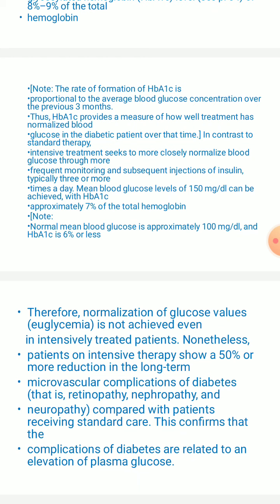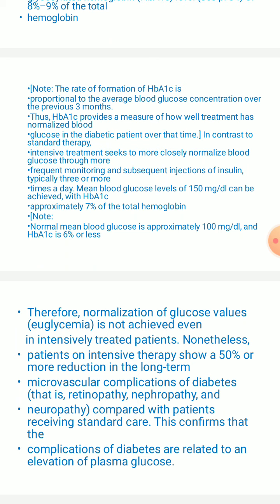One more note is that the normal mean blood glucose is approximately 100 mg per deciliter and HbA1c is 6% or even less. If the patient has 100, or even 100 to 120 mg per deciliter, the HbA1c of the total hemoglobin will be approximately 6% or even less than that, maybe 5.7% also. So that is the normal condition.